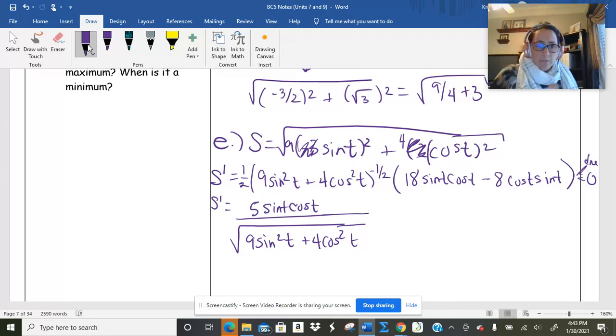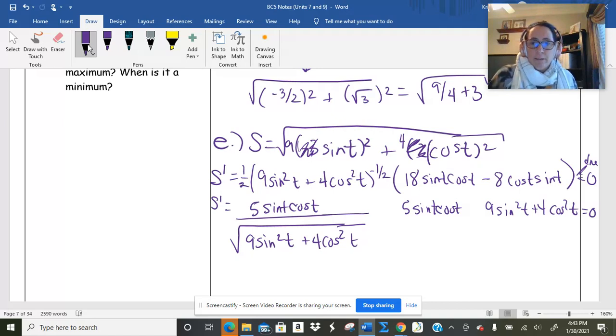So to find where this function is 0, I set the numerator equal to 0. And to find where this is undefined, I set the denominator equal to 0. And then I go and solve. So over here, this could never be 0 if I'm squaring sine and cosine, putting them all above, adding things together, and multiplying by 4. They're never 0 simultaneously, so that couldn't happen.